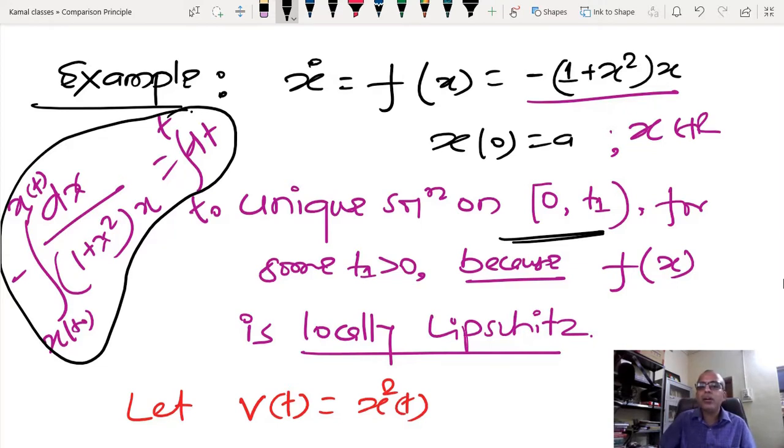Now you can see here this is locally Lipschitz. How to check local Lipschitzness? Baby Dinah, are you here? Yes, sir. So how to check local Lipschitzness of x dot equal to (1 plus x square) into x? What do you think? Is this locally Lipschitz or not? Do you have any idea? Sir, L should be lying between 0 to 1.